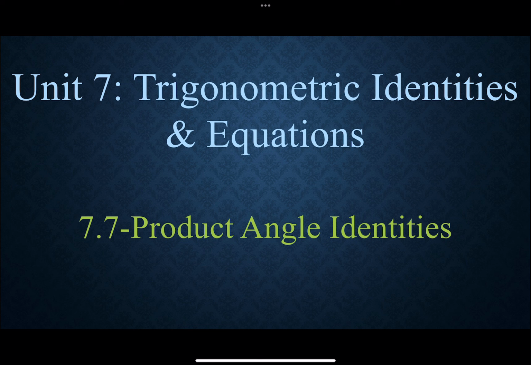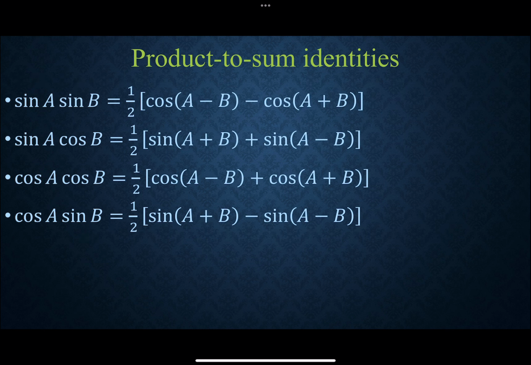All right, so welcome back for our last topic here in Unit 7, our product angle identities. The two different types of product angles we're going to take a look at are the product to sum and then the sum to product. So product to sum is dealing with how we're multiplying sine and cosine in different combinations. So sine times sine, sine times cosine, cosine times cosine, and then cosine times sine.